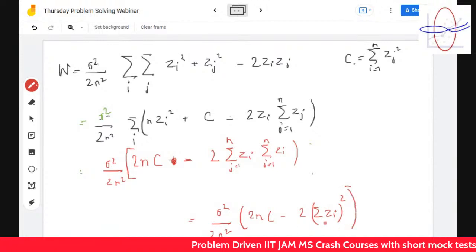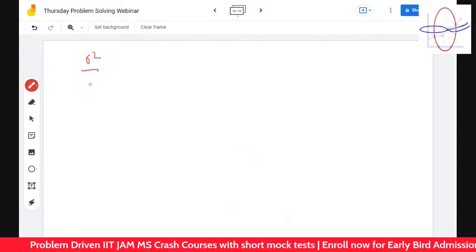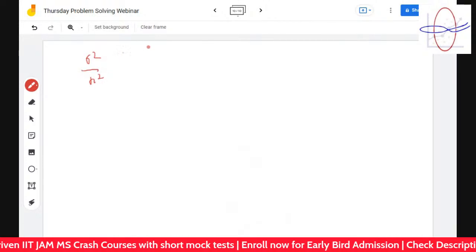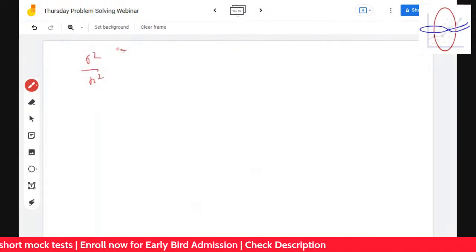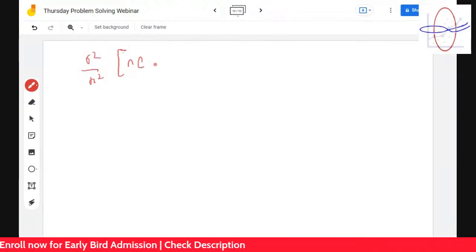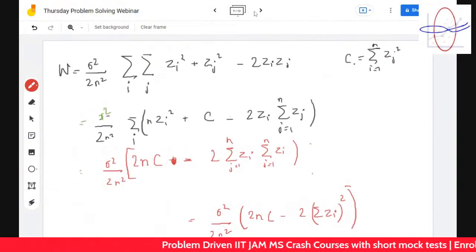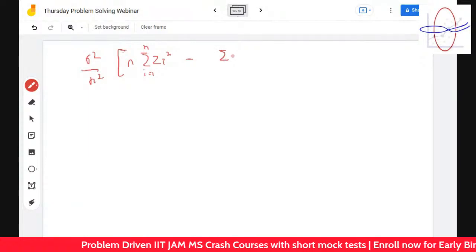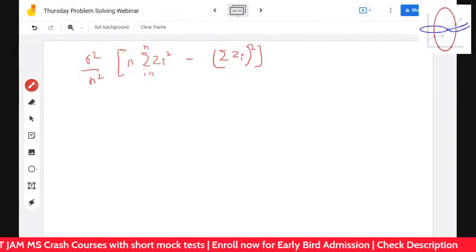We have got that. So what we have got? We have got sigma square by n square, cancelling the 2, n times C, that is n times summation over zi square, 1 to n, minus summation over zi whole square. This is what we have got.